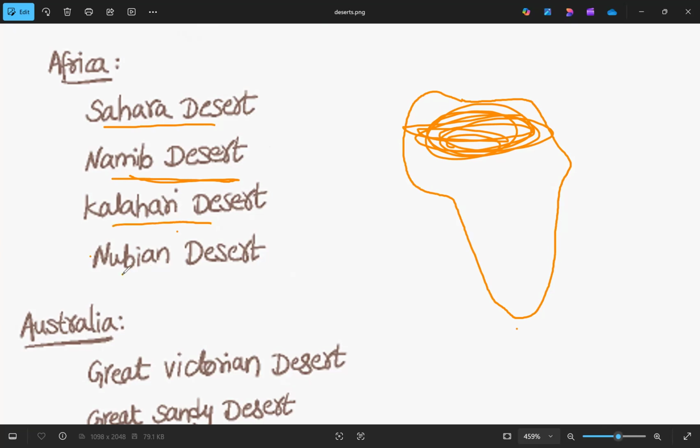And the next one is Nubian Desert. So these are the 4 deserts. And this Nubian Desert, it is in Sudan. In the country of Sudan, northern part of Sudan is covered with Nubian Desert. These are the 4. Let's go through them once again. One is Sahara Desert, Namib Desert, Kalahari Desert, and Nubian Desert.